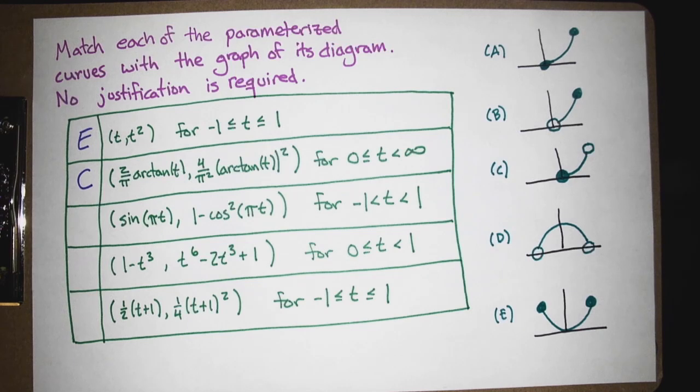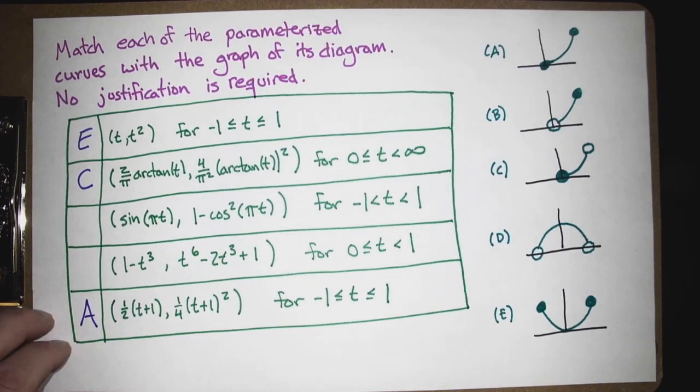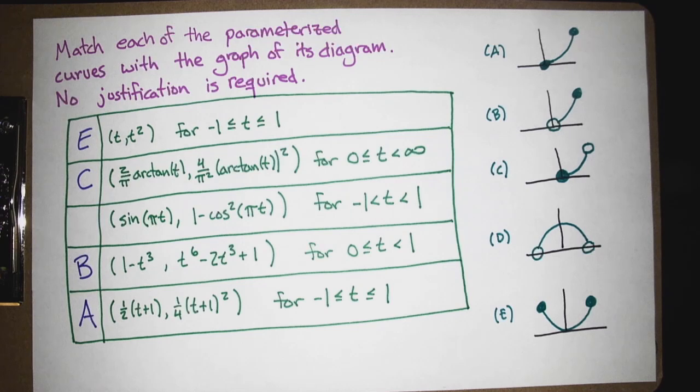Any other bids? 4 is not A. 5 is not D. 3 is not D. 5 is A. 4 is B. So which one is 3? Not D. It's E.